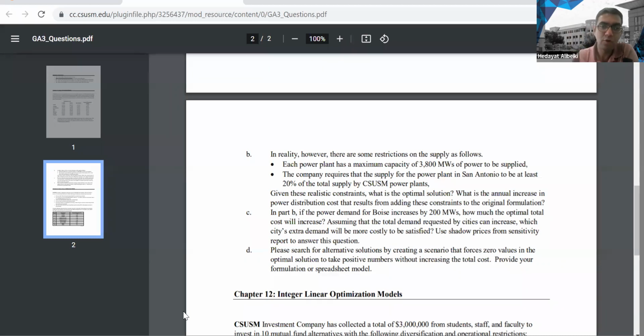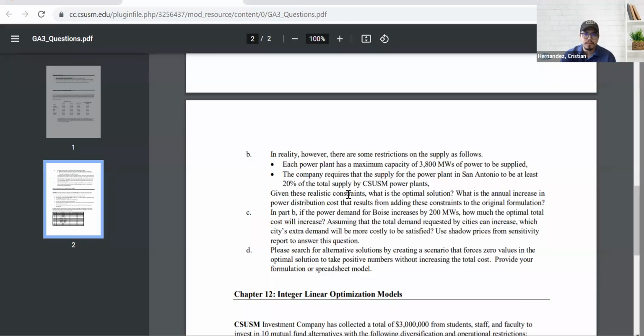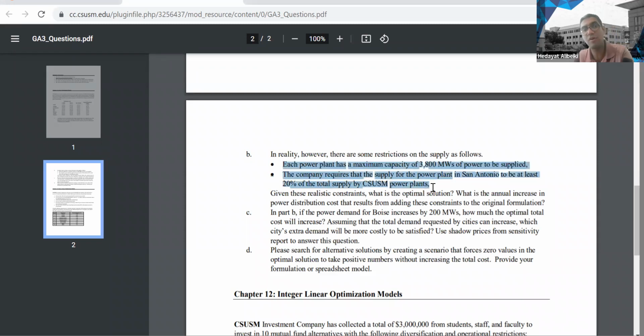For part A, you're going to create a spreadsheet model corresponding to this formulation and solve it. For part B, is there going to be any change to decision variables or objective function? No, not really. It's just a matter of adding constraints, exactly, Jake. We have 2 sets of constraints to be added. For the first one, each power plant has a maximum capacity of 3,800 megawatts. How do I write this one?